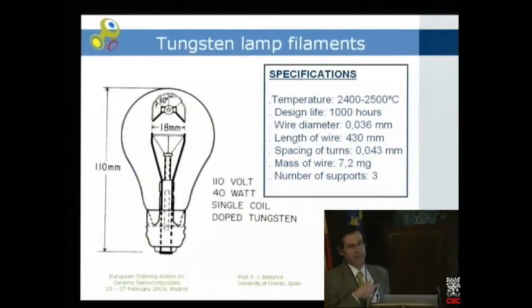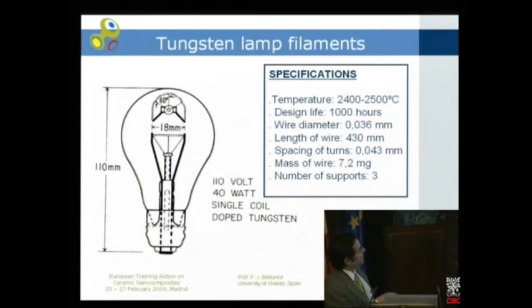This is a second example. I am going very quickly. This is a quite common example, but it's also interesting that it is related to the tungsten lamp filaments. So the normal lamps are made with tungsten filaments in which some electrical intensity passing in the filament makes the light.